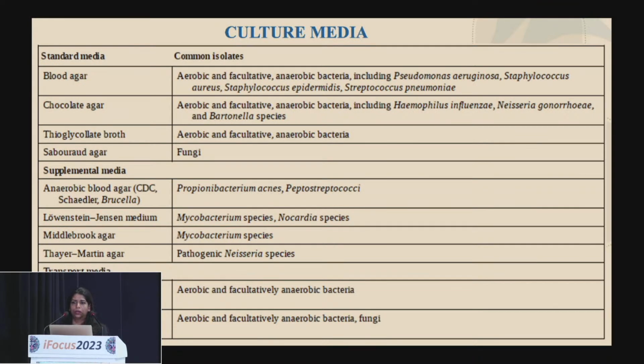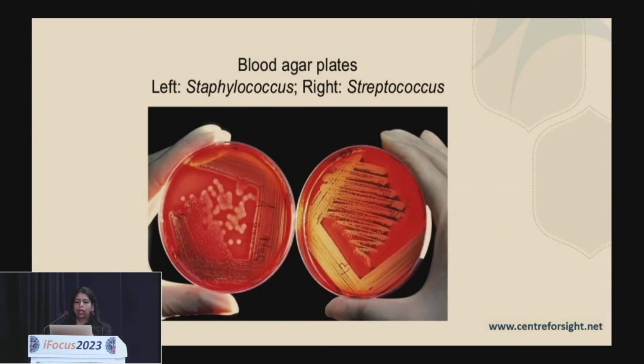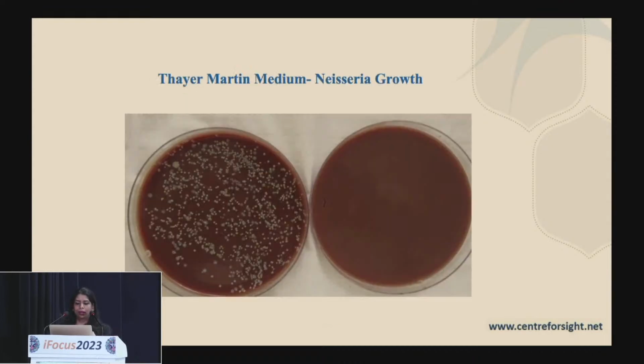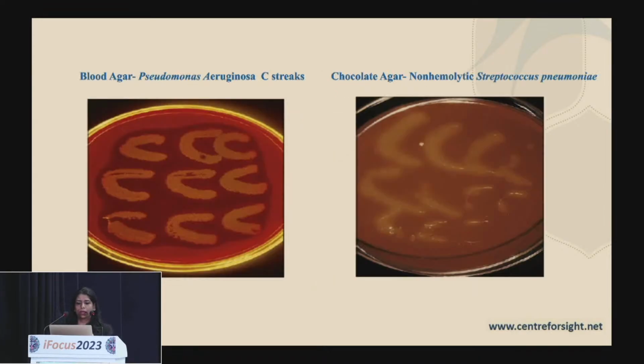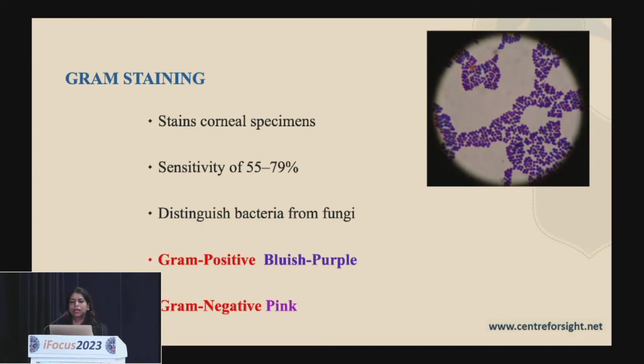You'll get a handout so that it will be notes for you. And these are the few growths which I want to just show you here because this topic will be covered in a different session again. So the left is Staphylococcus, right is Streptococcus on the blood agar. This is a Thayer Martin media. It's a Neisseria growth on this, and Mycobacterium on algae media, and there's a Candida on the Sabouraud's. Okay, these two slides are for the Pseudomonas and the Streptococcus pneumoniae. So the gram staining is very important, like a lot of people do in their own microbiology setup, so it is a very important stain.